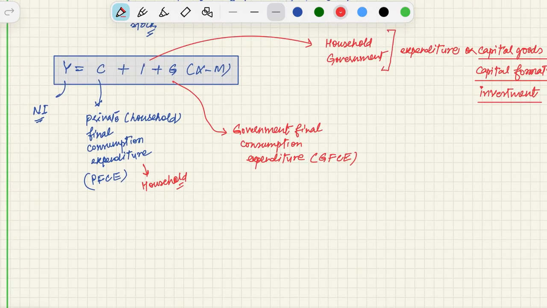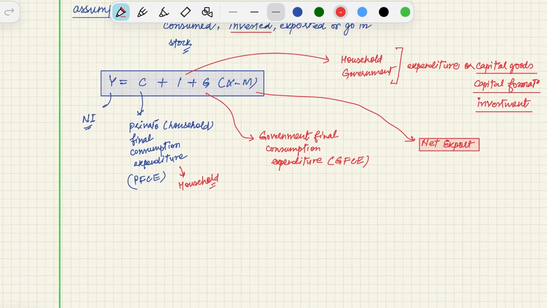And what about X minus M? X minus M means export minus import. Okay, that means net export. Whatever we export, we get money by exporting, and we spend money in importing. So whatever money we receive is also counted in the expenditure method, and whatever money we spend is also counted in the expenditure method. Okay, I hope you understand. Okay, so that is the thing.